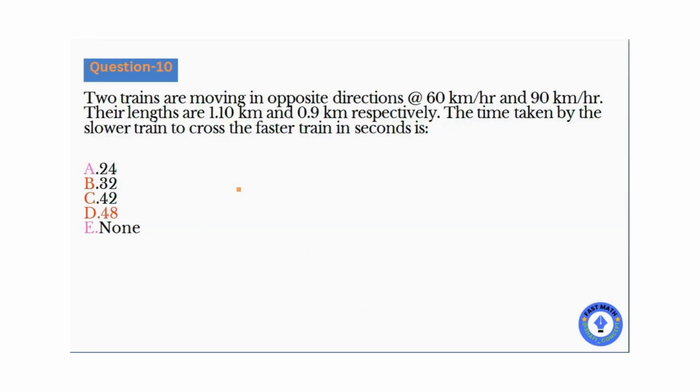Coming to the next problem: two trains are moving in opposite directions. This train is moving in this direction and this train is moving in that direction. This has a speed of 60 kmph and this has a speed of 90 kmph. What will be our relative speed? Whenever they are moving in opposite directions, you have to add both speeds. That means 60 plus 90 will be the relative speed. The lengths of the trains are 1.1 kilometers and 0.9 kilometers. This train's length is 1.1 kilometers, and this train's length is 0.9 kilometers.